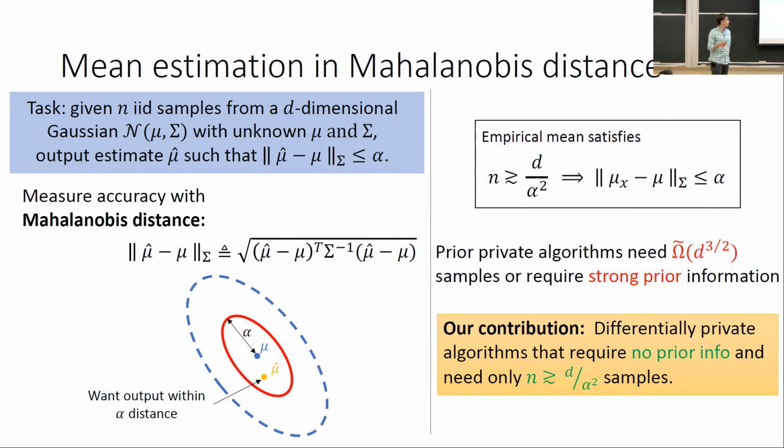However, all prior private algorithms need either d to the 3/2 samples for estimating the covariance, or required some strong prior information about the parameters of the problem. So our contribution is providing two algorithms that require no prior information on the parameters and need only roughly the empirical sample complexity. Both of our algorithms are exponential time, but sample efficient.